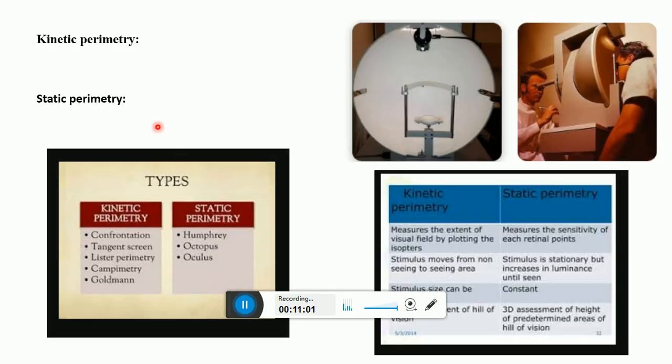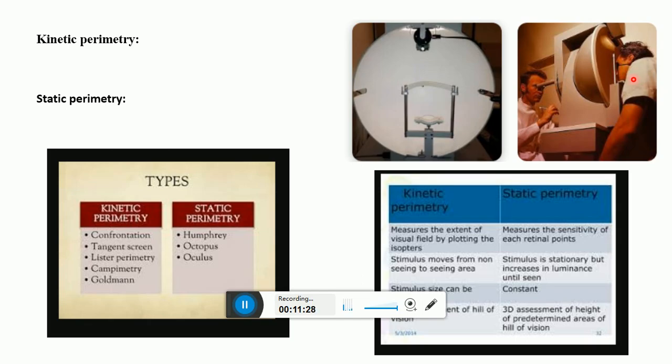Then we have kinetic perimetry. In kinetic perimetry, the test is actively performed by the examiner, where they move the target. Here you can see the examiner move the target on the arc. This is the arc, and this is the patient. He responds by localizing the target when it enters the visual field of the patient.